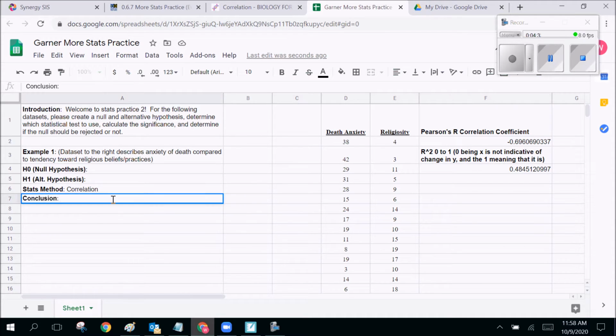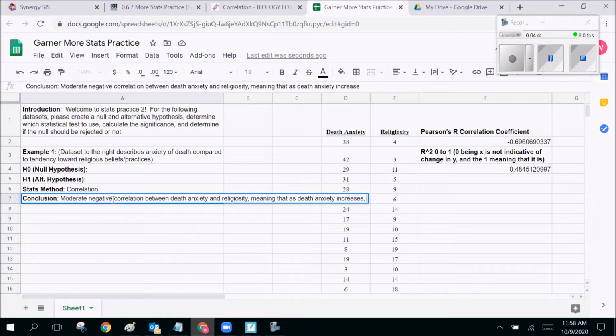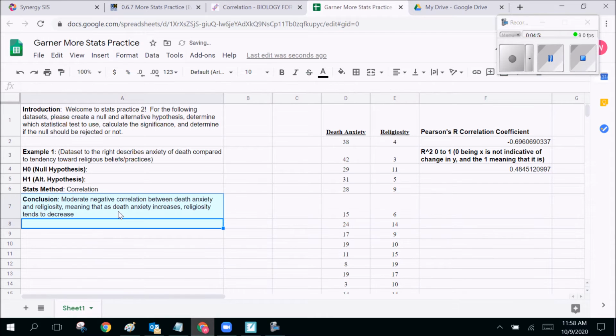So in other words, in my conclusion, I can go ahead and say that there is a moderate negative correlation between death anxiety and religiosity, meaning that as death anxiety increases, religiosity tends to decrease. And there we go. So that is our idea of what is happening here. That's how you would run a correlation.